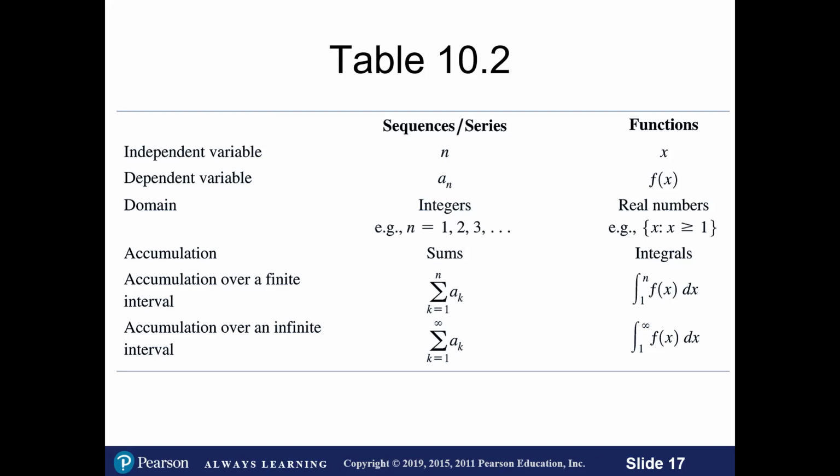And so we're looking for sums when it comes to sequences or series, as opposed to integrals. We're looking at accumulation over a finite interval is a partial sum. Accumulation over an infinite interval is an infinite series. On the function side, we're looking for the area, which we find by an integral, or we're looking for the improper integral, which we will talk about later. Okay, that's it, and that's your overview, and we'll get to more detailed stuff in a future video.